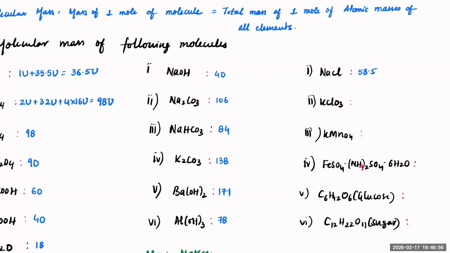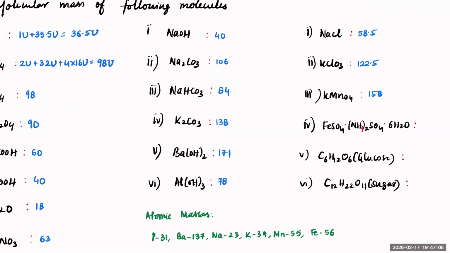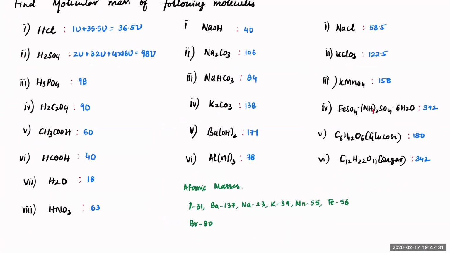Very good. KClO3, 122.5. KMnO4, 158. FeSO4, ammonium sulfate, 6H2O, 392. Then glucose, 180, and sucrose, 342. Correct. Okay, so these are the typical masses.